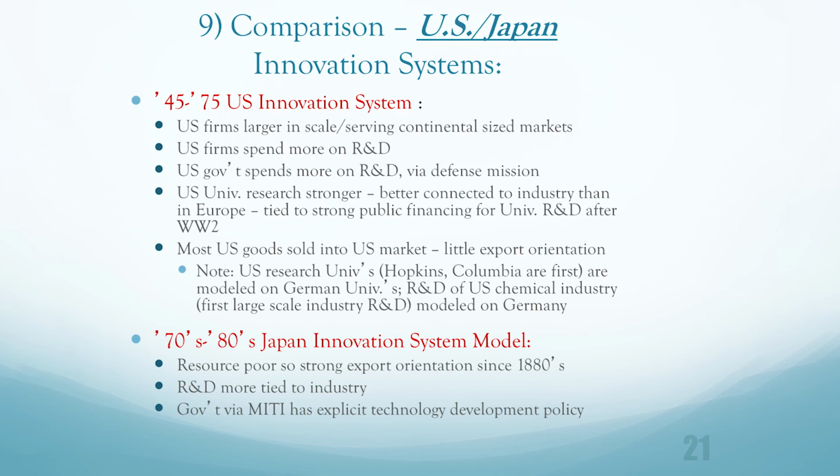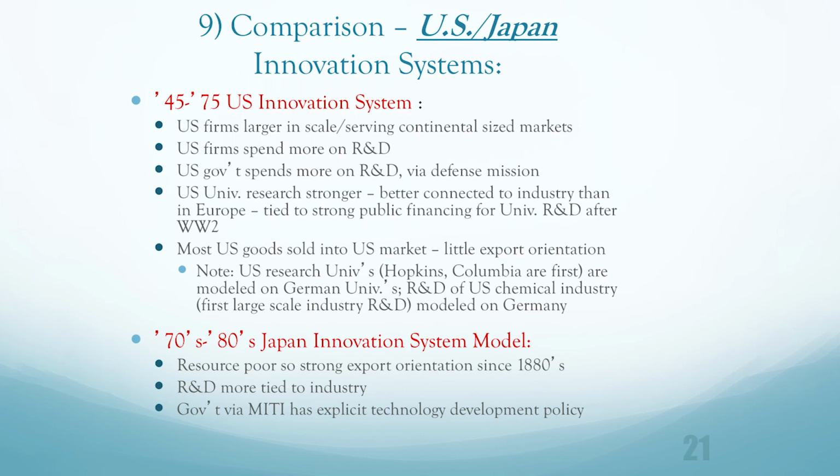Japan is really different. Japan is very resource poor, so it has to have strong exports to be able to get the resources. So it's got to be an export-led economy. Whereas the US can organize essentially on national consumer markets, Japan has got to expand globally. R&D in Japan in this time period, and still pretty much to this day, is more tied to industry than is the case with the US. There's less fundamental research. There's much more applied and development support from government. And there are, from government, very explicit technology development policies at this time.